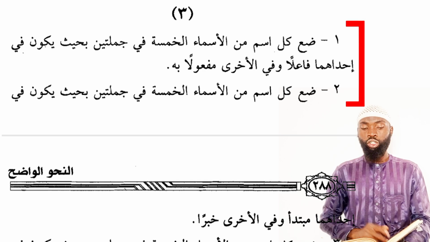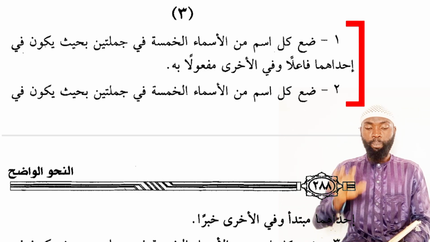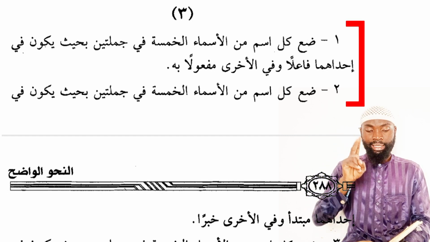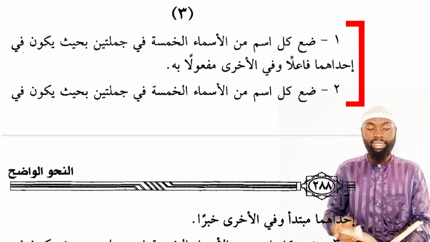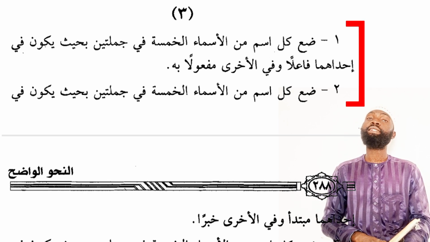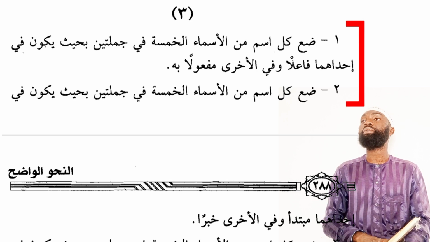Number 2 we have ضع كل اسم من الأسماء الآتية من الأسماء الخمسة. The 5 nouns, you have to place them in complete sentences, in 2 sentences, in a way بحيث يكون في إحداهما مبتدأ, in a way that in the first sentence it will be mubtada and in the second it will be khabar. In the first sentence I can say Akhu Muhammadin Talibun. Muhammad's brother is a student. This is the mubtada. It's coming as mubtada here.